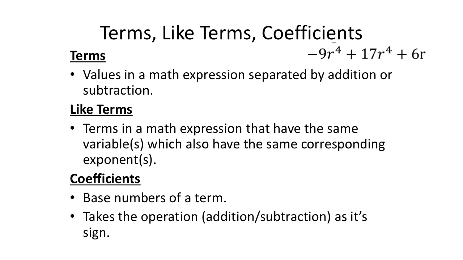So when it says simplify an expression like this, it's really saying combine like terms if you can. And right here I can see that negative 9r to the power 4 and 17r to the power 4 are like terms because they both have r to the power 4. Then I would combine the coefficients. So that'd be negative 9 plus 17, which should come out to 8. So that would be 8r to the power 4.